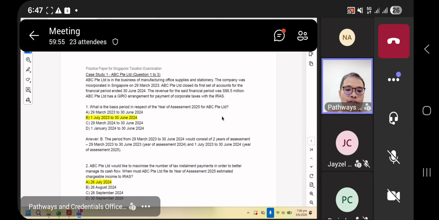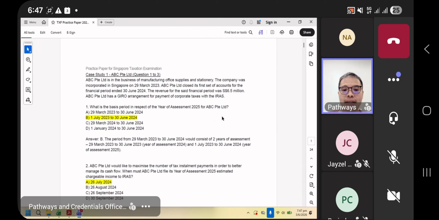So I think the first question is really a test on your understanding of what you all understand by the YA concept, and how to determine the year of assessment, which is always the basis period on the year of assessment.